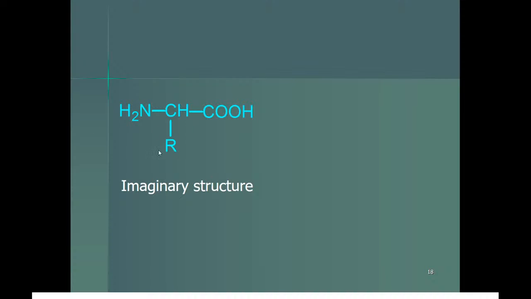So when we draw this formula, it's necessary to understand it's a formal, imaginary, unreal structure. Why? The amino group is basic and the carboxylic group is acidic, and they are bonded to the same carbon. It can't be that they will not affect each other. It's the same as if we mix acid and base in the same flask: there will be a neutralization reaction. That's why this never happens.